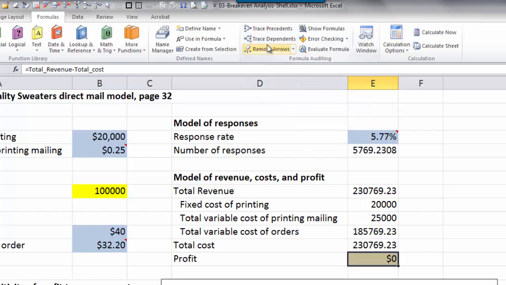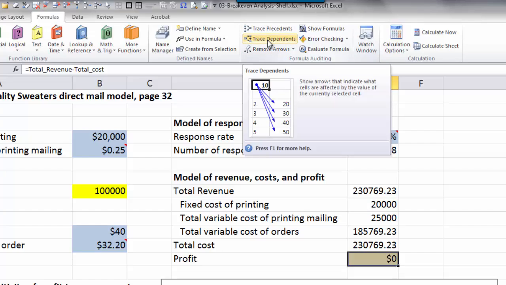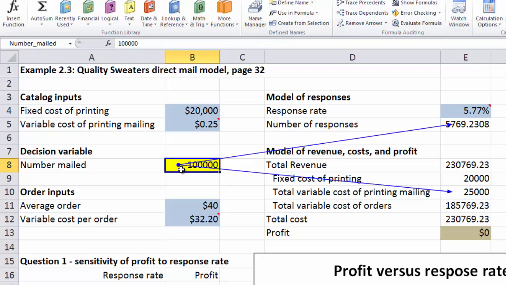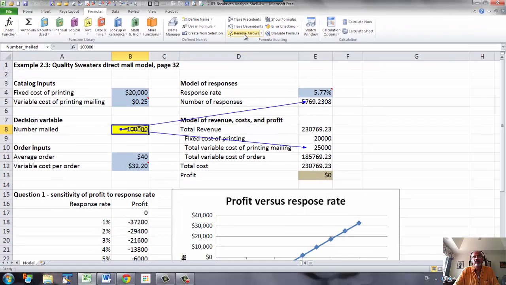Let's remove the arrows. Now trace dependents would be in which cells a given cell is used as input. So let's take this cell and then say trace dependents, and it gives you in which cells this is used as inputs. So trace precedents, trace dependents. And these are very useful for debugging. If there is a bug in the program, if there is an error or something, then how to find where the errors are and how to fix it.